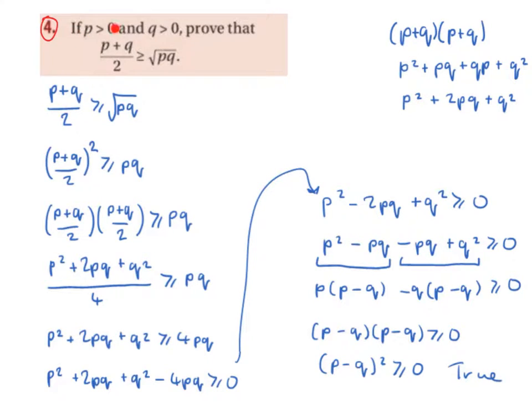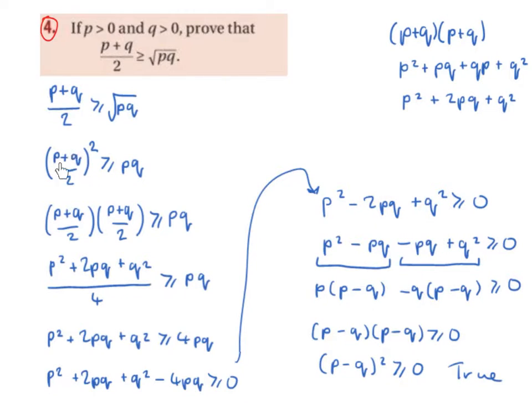If p is greater than 0 and q is greater than 0, prove that (p plus q) divided by 2 is greater or equal to the square root of pq. So the first thing we're going to do is bring the square root over the inequality sign, and it's going to become squared. So we're going to have (p plus q over 2) with brackets around it, and all this is going to be squared is greater or equal to pq.